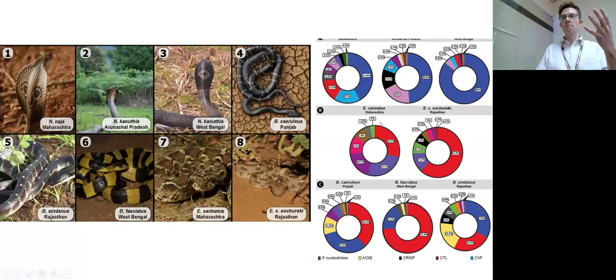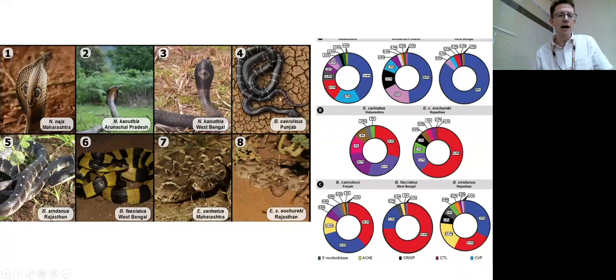firstly, venom is incredibly complex. Venom is not just one antigen. It contains a huge variety of proteins and peptides. So if you look at this wheel, this is the Naja naja from Maharashtra. Each different segment represents a different protein family, but the protein family distribution is very different to that of, for example, the Naja kaouthia from West Bengal, but you're expecting the antivenom to work similarly effectively. It's not, and that just goes to show you.